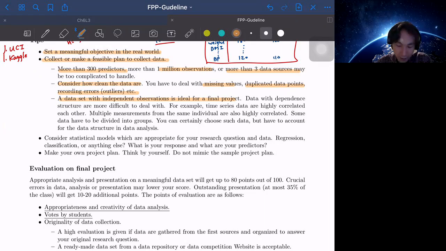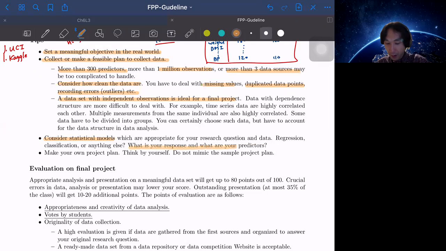Yeah, and of course, this is a statistics course, so consider statistical models which are appropriate for your research question and the data. Sometimes the students just don't have an idea about how to do the project. So they choose some data set, but they just copy and paste the sample project plan. For example, a classification method cannot be applied to a regression problem, obviously. So you have to choose the appropriate technique.